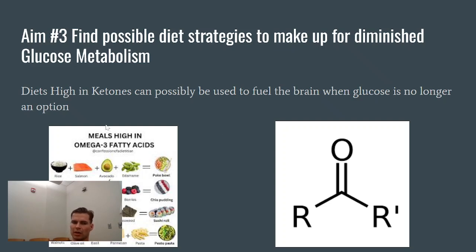So here I have some foods that are high in fatty acids that are going to have ketones. It's this functional group here. Our brain can metabolize ketones, to a degree. So I'm going to search and find data and see if there's been any success with maybe shifts in diets that have helped people with type 3 diabetes or Alzheimer's that's been induced by diabetes to have better cognitive function.